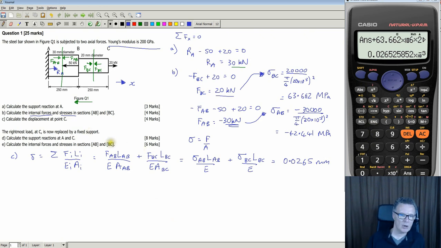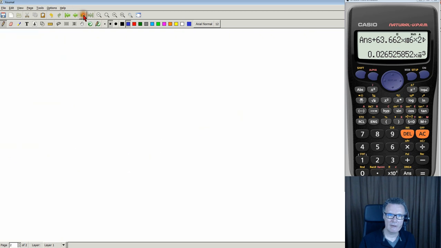Okay, so parts D and E is looking like I'm going to need a new page. Quite a lot to do here. So let's go to a new page.